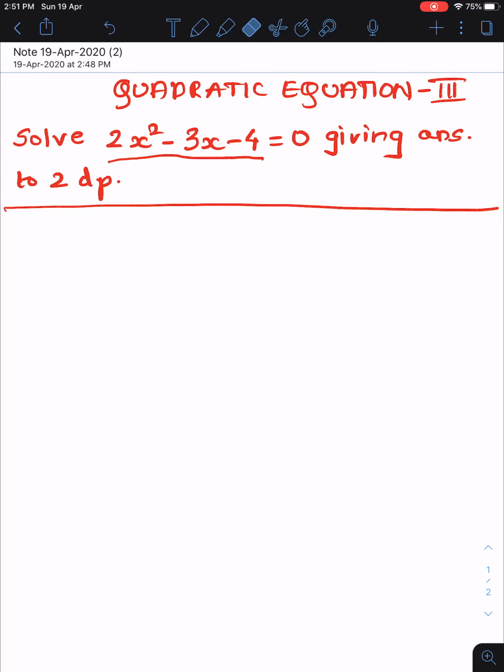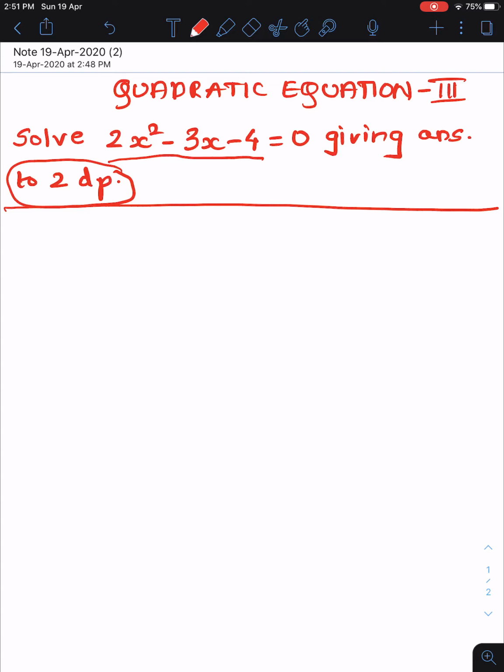Remember, second hint: if you look here in board papers, this question comes either for 4 marks or sometimes 7 marks. They will always give: solve the following equation giving your answer correct to 2 dp. When they use this statement, you should get the hint that this is a quadratic equation of the third type, which has to be solved by the formula method.